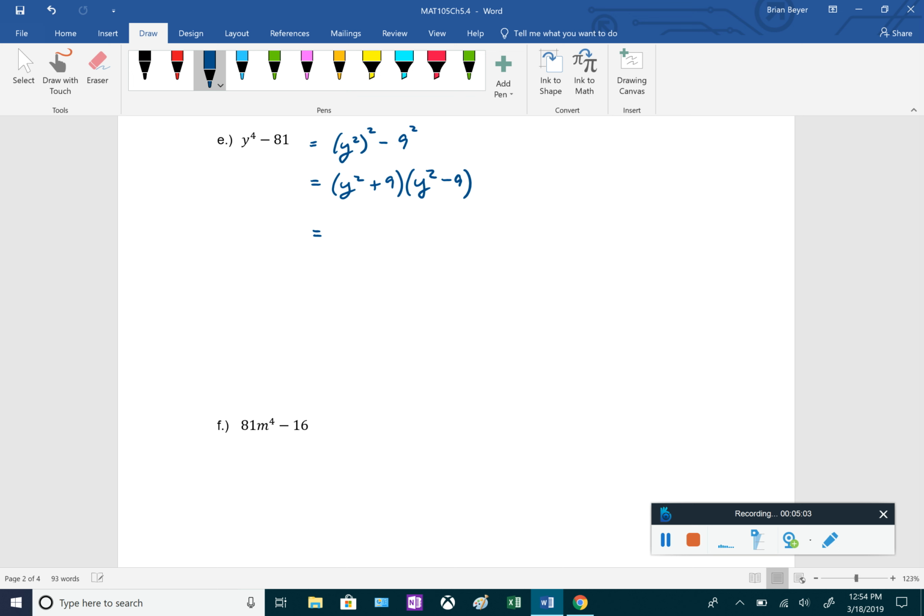So we're actually not done. We can factor this one more time. We can factor y squared minus 9 as y plus 3 times y minus 3. We can't factor the y squared plus 9 because that's addition, and we can only do it when it's subtraction. So this one we can actually factor twice because it was originally a degree 4.